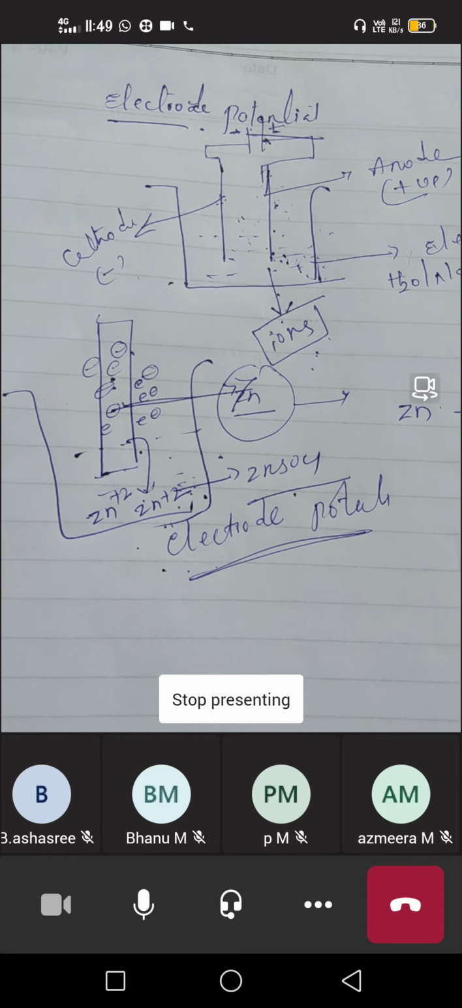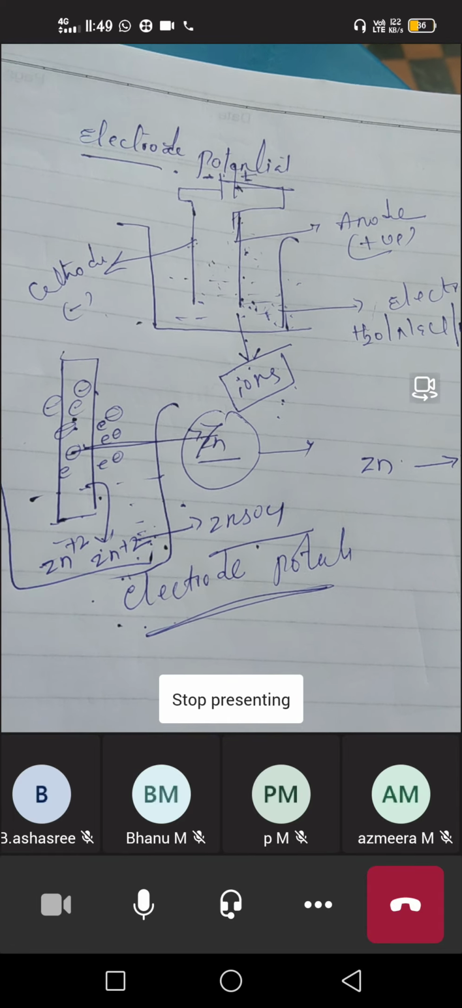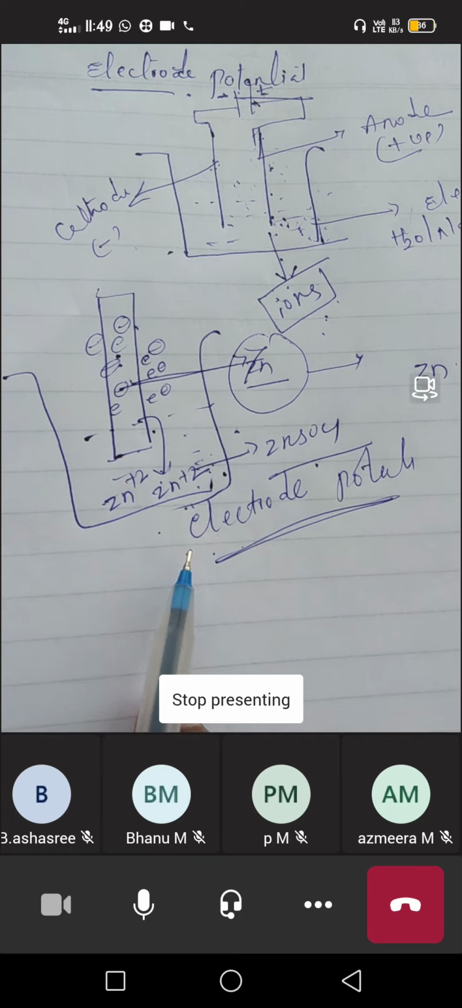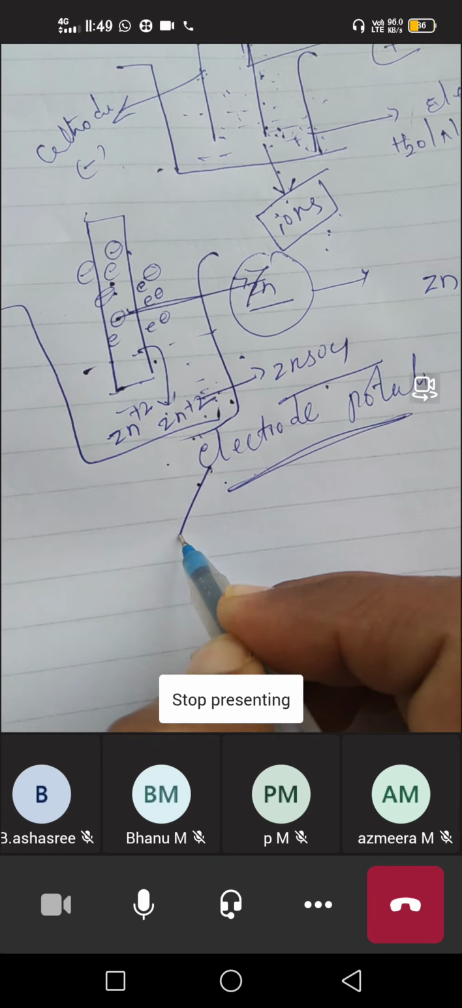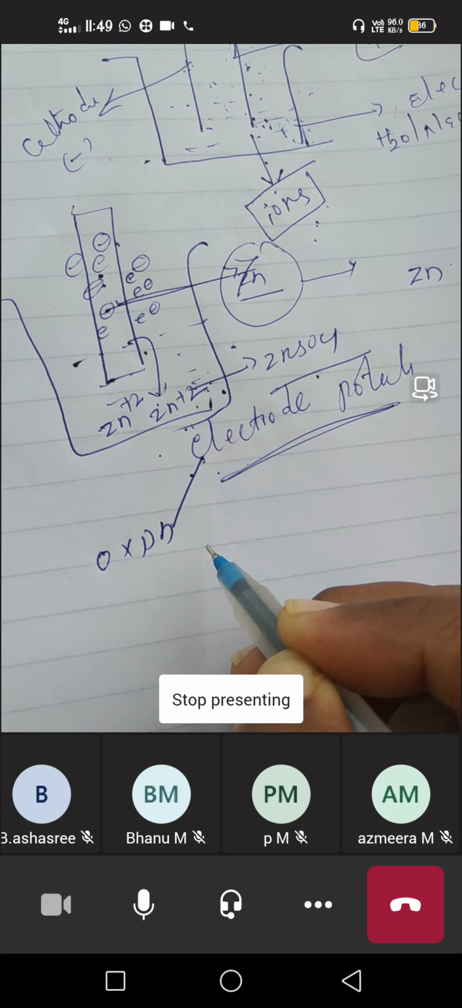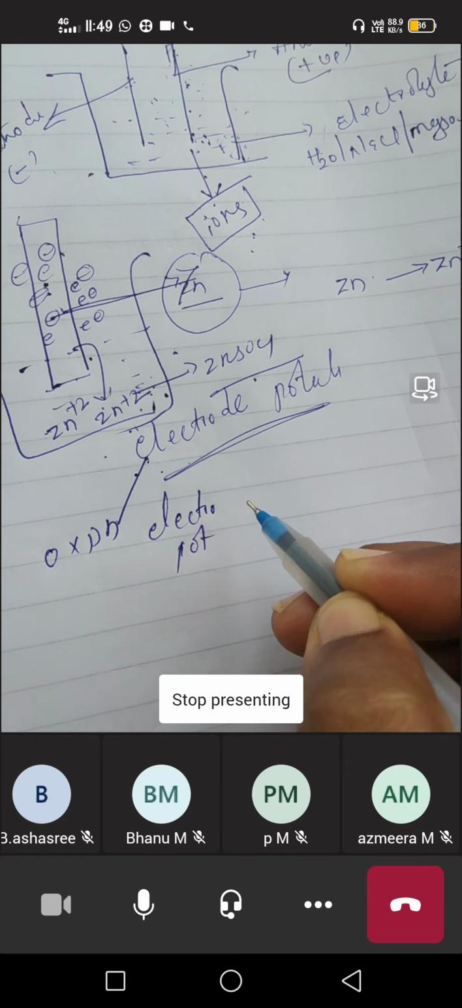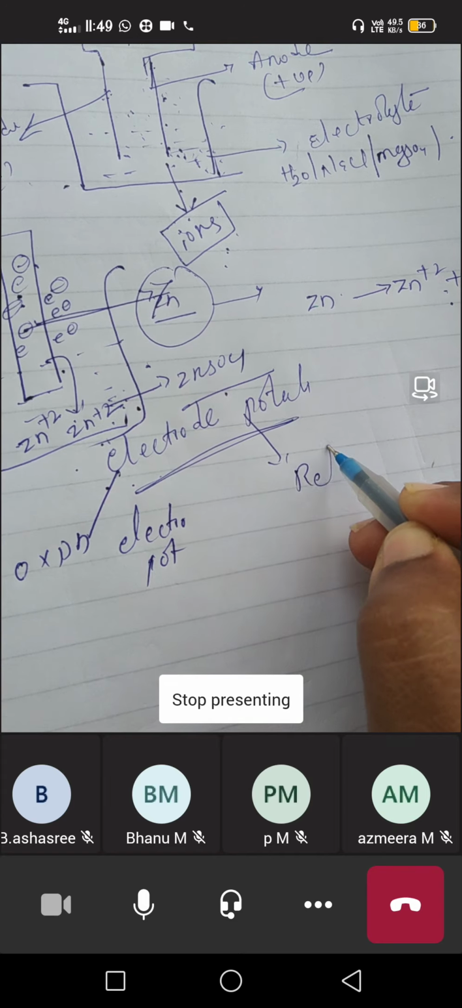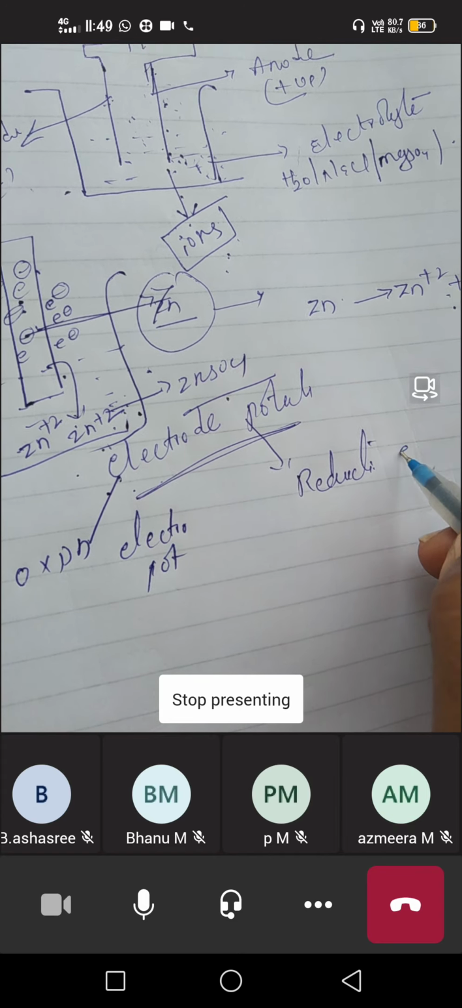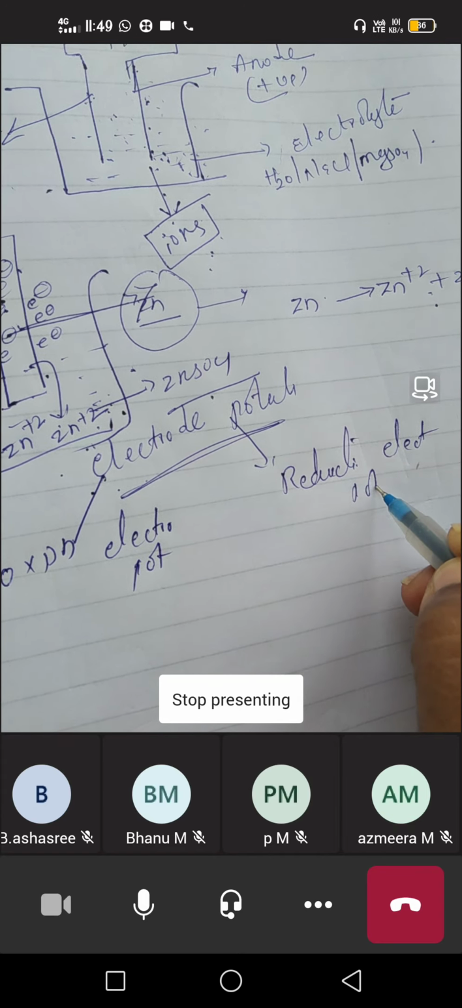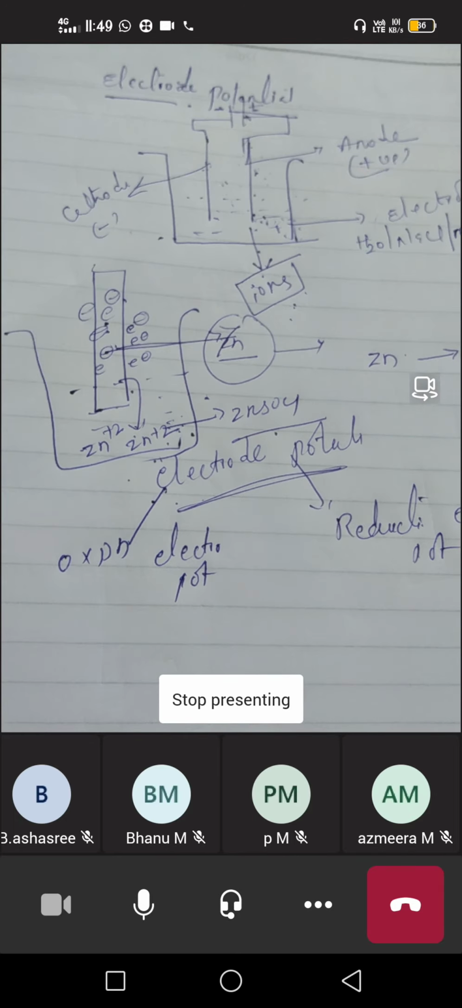Okay, so electrode potential can be divided into two types. First one is the oxidation electrode potential. Second one is the reduction electrode potential.